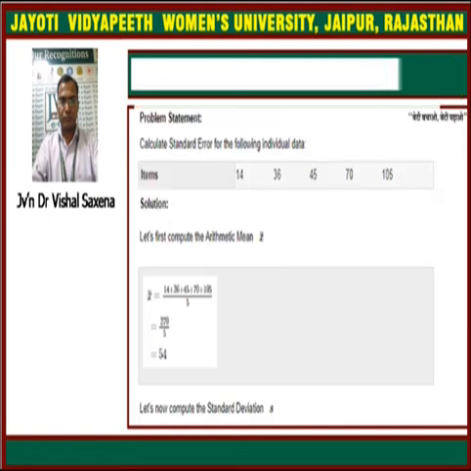Now we take one problem to understand this. Calculate the standard error for the following distribution. In this example we have some data and we have to find the standard error. First of all we have to find the mean. x bar is given by the summation of data upon the total number of data, that is 270 upon 5, which is equal to 54.